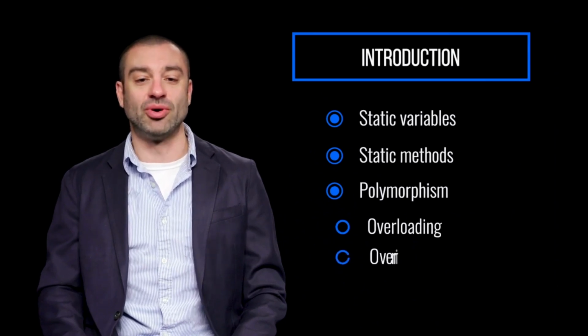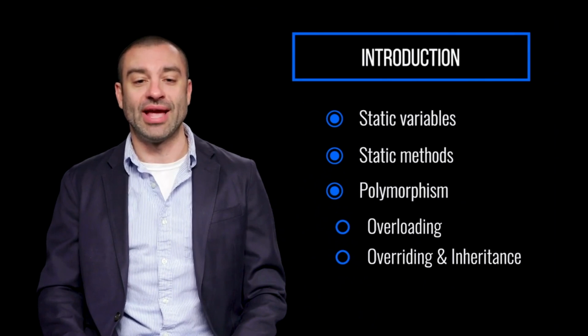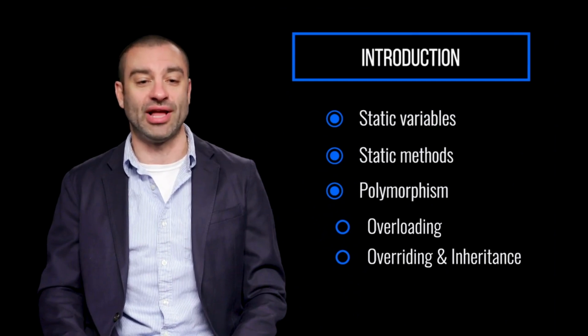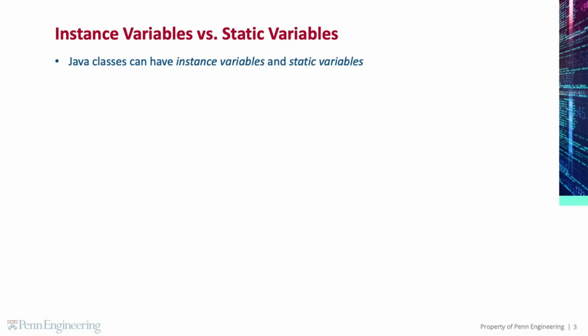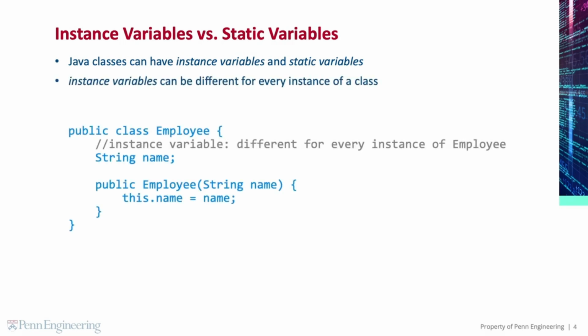In the next module, we'll look at overriding, as well as the concept of inheritance, the framework in which one class inherits the fields and methods of another class. Java classes can have instance variables and static variables. Instance variables can be different for every instance of a class. You define them as variables inside the class.